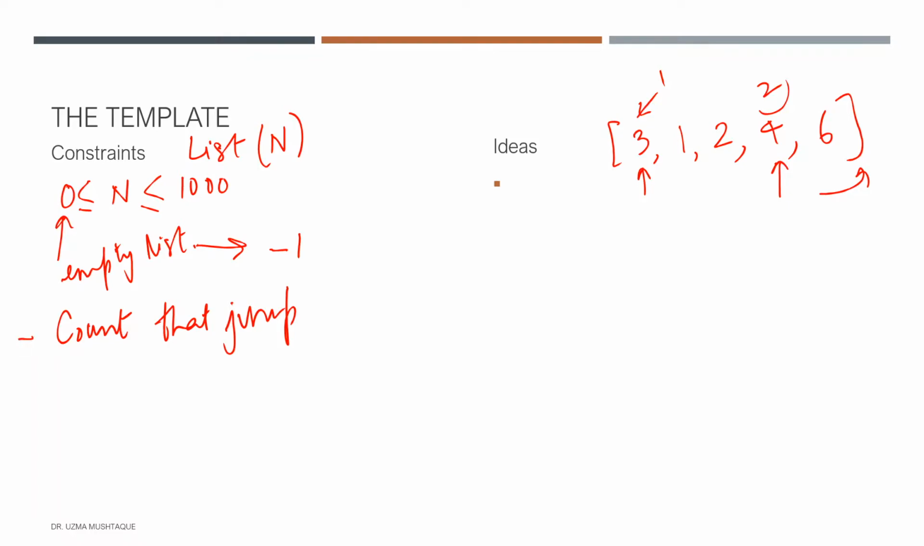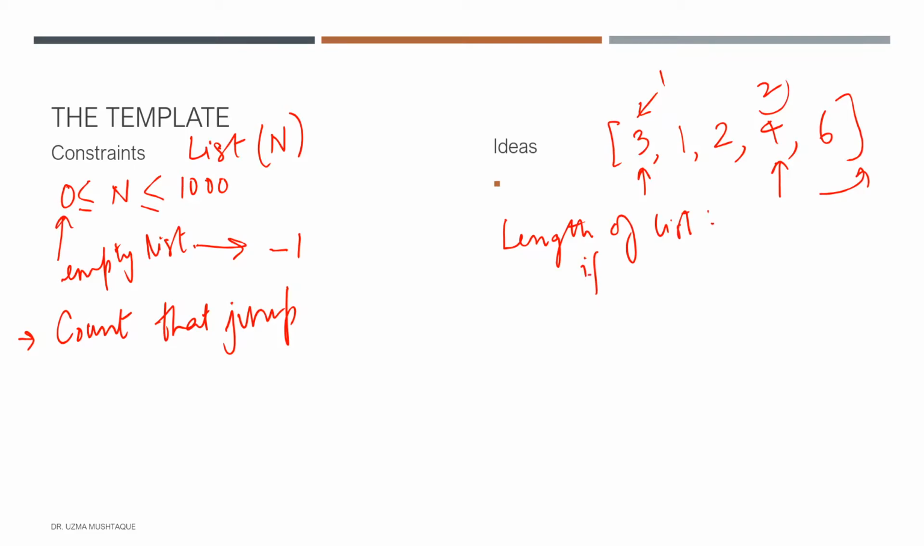Okay, so that's another constraint, right? I have to count that jump. For instance, here what happened is that I'll go outside the list when I'm dealing with this. Okay, so that's good. Now I have to come up with ideas of how to do that. So the first thing is obviously check the length of the list, right? My first idea is go and check the length of the input list.